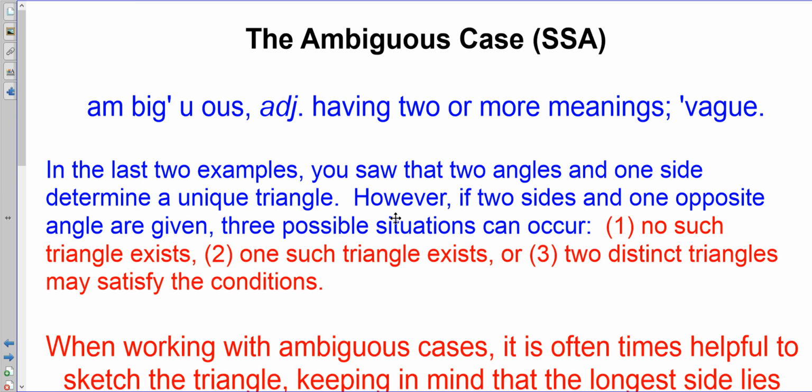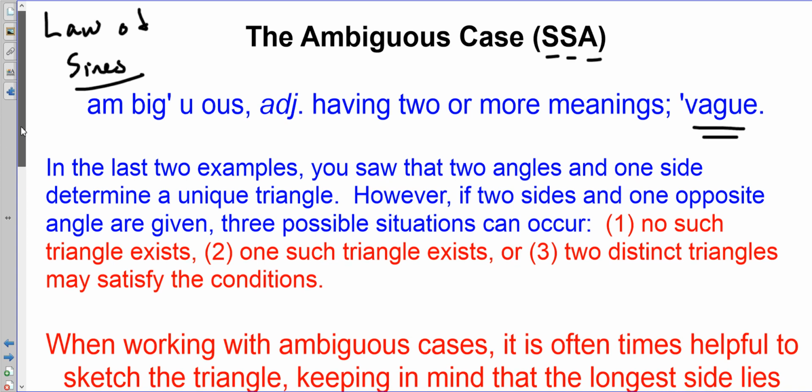Welcome back. And we're going to talk more about the law of sines today, my friends. So today we are talking about the law of sines, but now we're going to get into what is known as the ambiguous case. SSA, SSA, ambiguous, adjective, having two or more meanings, which means vague. So essentially, sometimes you'll have a triangle and sometimes you will not.